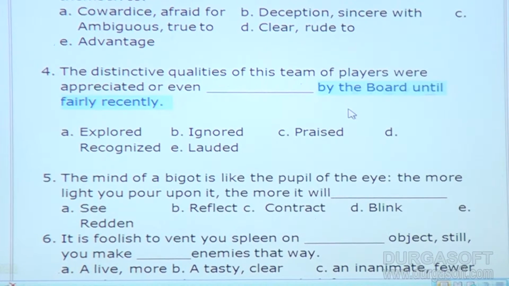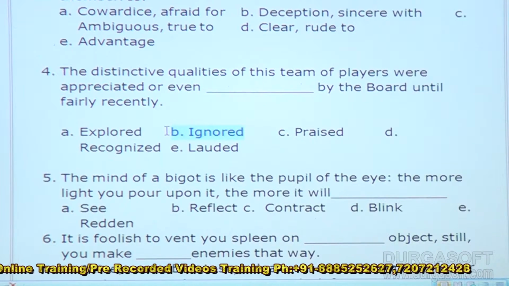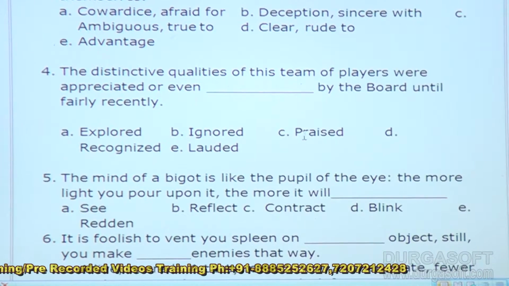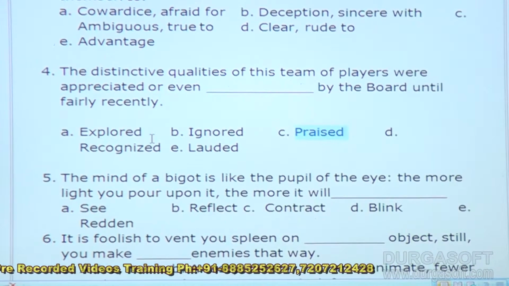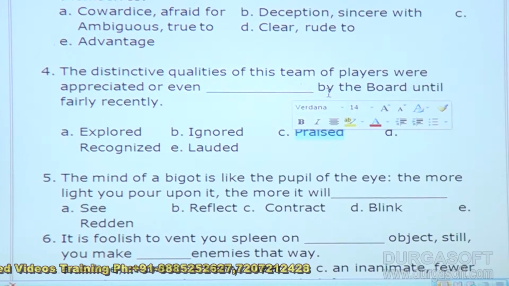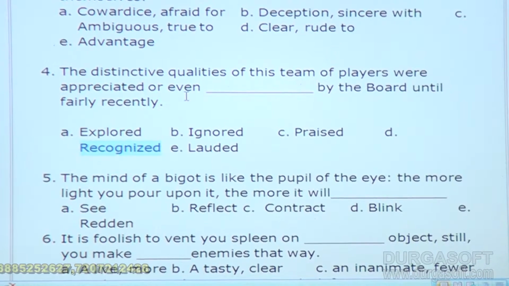By the board until fairly recently, so ignored we cannot use because the context is a positive sentence. Praised is also appropriate, and recognized, but praised is used for individuals, not by the board. So the board always recognizes the people's achievements. So the distinctive qualities of this team of players were appreciated or even recognized by the board.